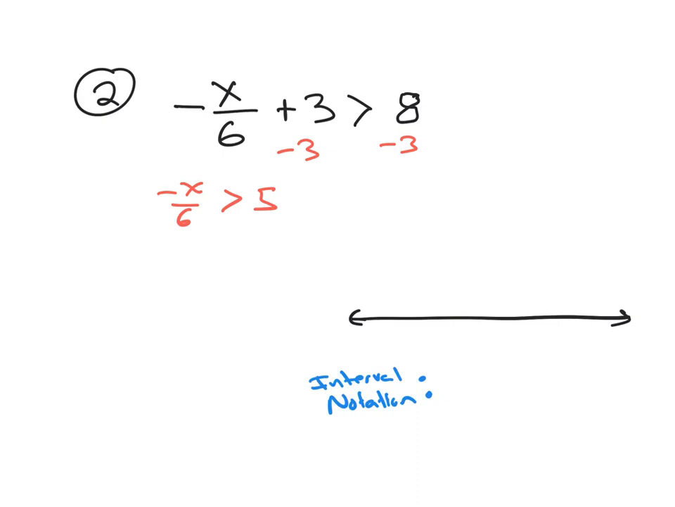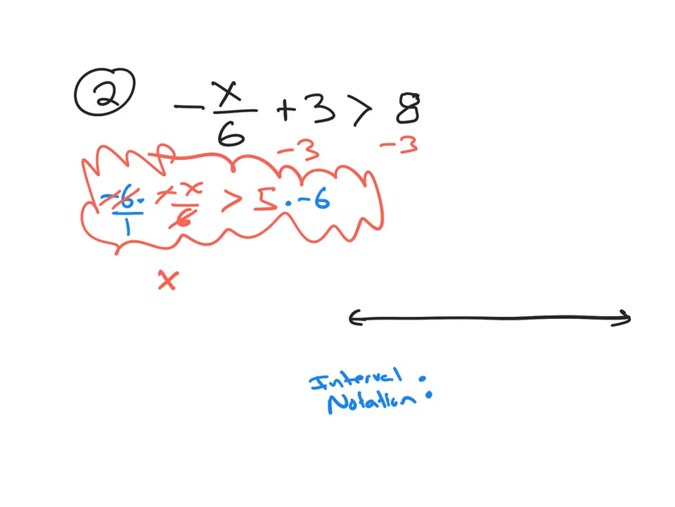So when I multiply by negative 6 on both sides, okay, remember you're really multiplying by negative 6 over 1. Okay, so these cancel and the negatives cancel. So I'm left with x. And I multiplied by a negative. So again, those alarm bells went off. Okay. I multiplied by a negative, so I need to flip the sign. So now it's x is less than negative 30.